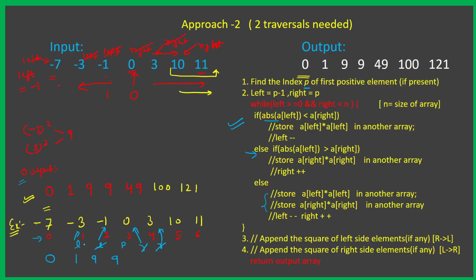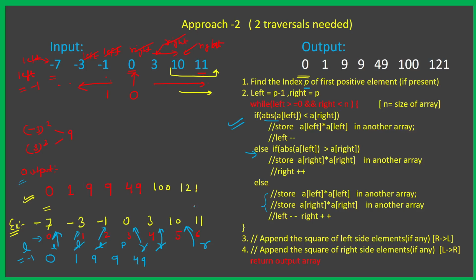So this is over, and we come to this left part and we come to this right part. Again both are in the limit, so we will check 7 and 10. So 7 is lesser, we will say 49, and again we will decrement this L. So L will become minus 1. Now left is not greater than or equal to 0, so we will come out of the loop, and here we will find the square of the left side element or the right side.